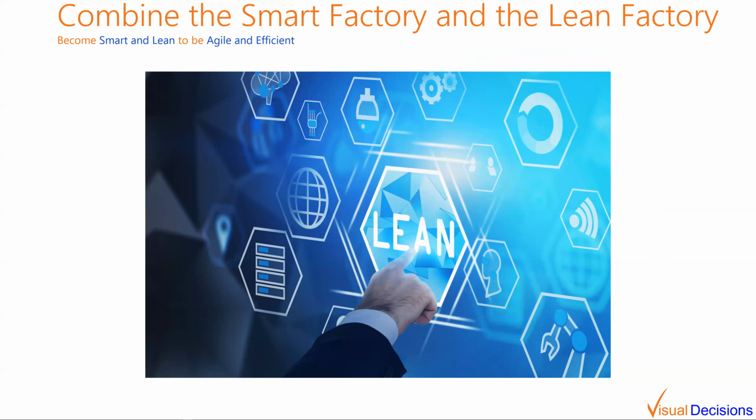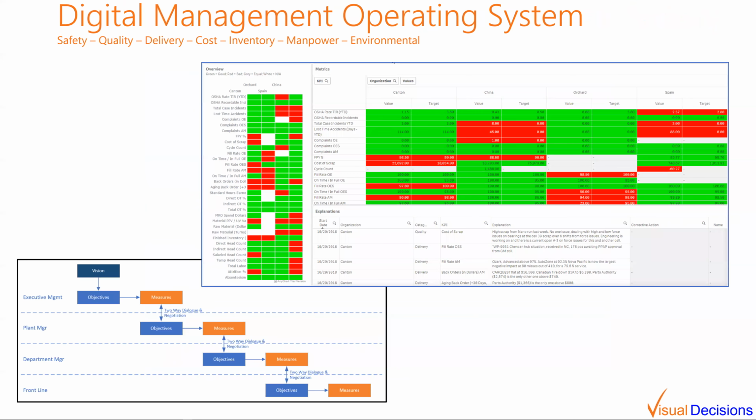So at Visual Decisions, we really believe that all of these goals are accomplished by combining the smart factory and the lean factory. How do you become smart and lean in order to become agile and efficient? And one key way that you can do that is by creating a digital management operating system.